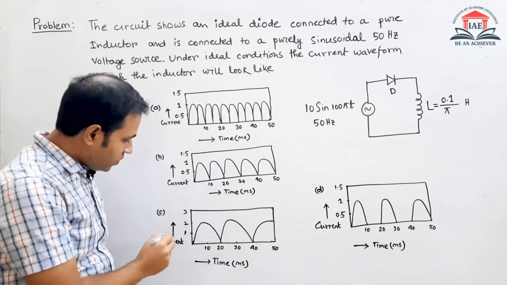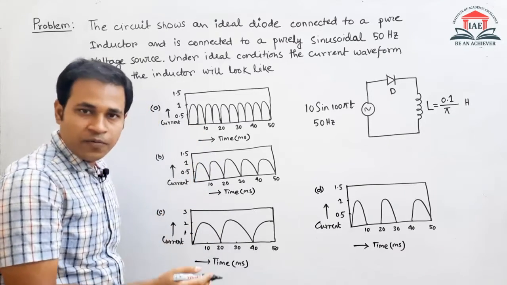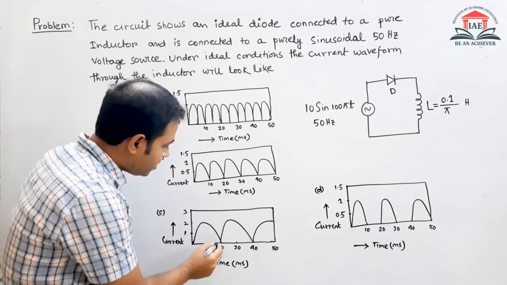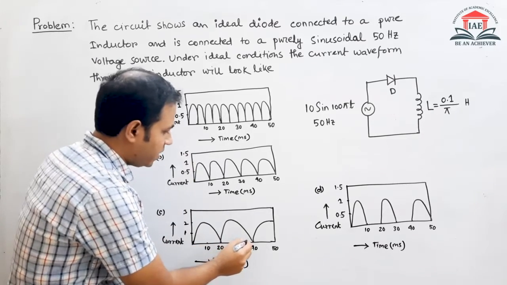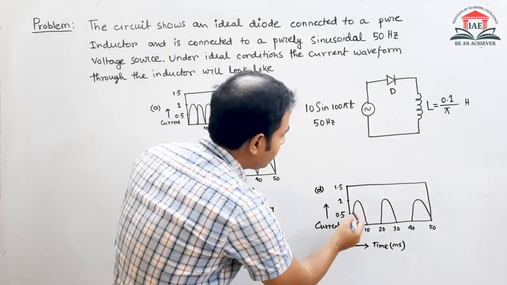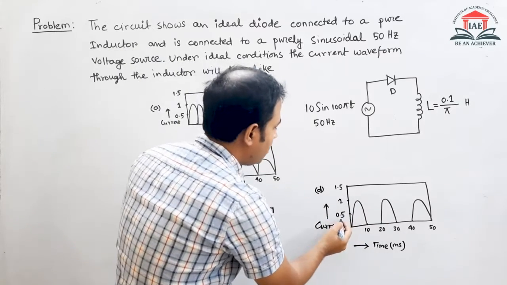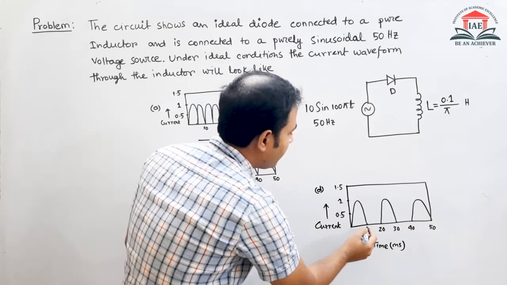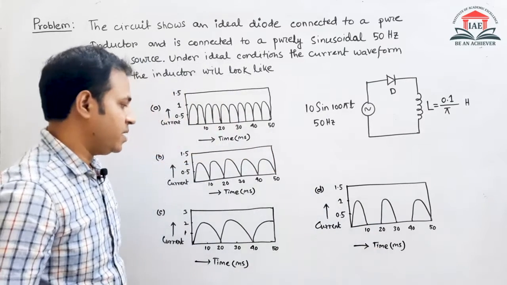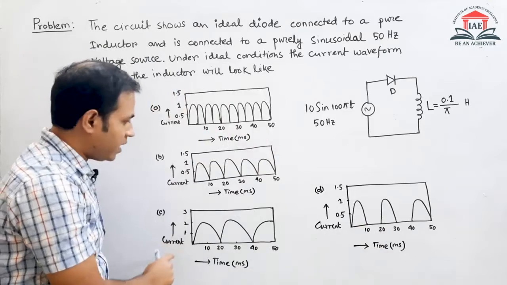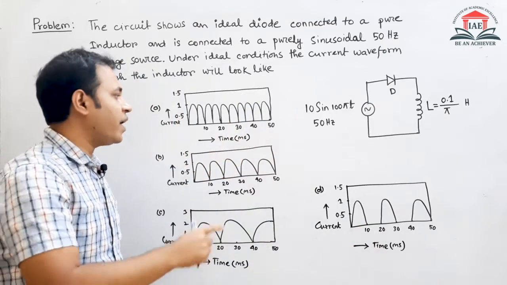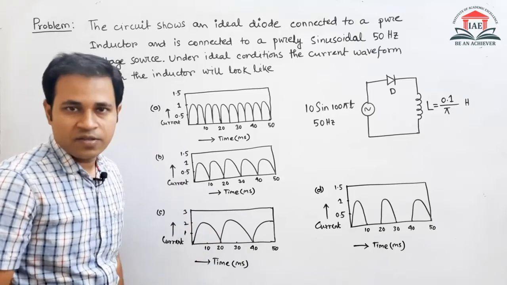Now in option C, we see the same current waveform but whose maximum value is 2 and it ends at 20 milliseconds, then 40 milliseconds and so on. In option D, we see that the current waveform looks like this, 0.5, 1, 1.5, and there is no current in between 10 to 20 milliseconds. All these y-axes are current and the x-axes are milliseconds. Now we have to find out what will be the right answer.